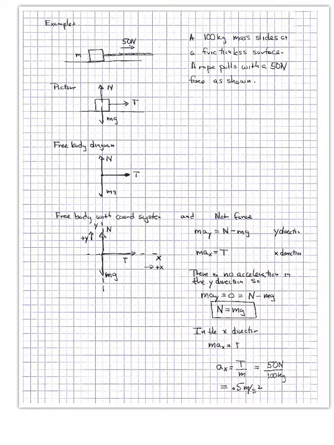Let's do some problems. Okay, so we're going to start with a really simple problem. A 100 kilogram mass slides on a frictionless surface. A rope pulls with a 50 Newton force as shown. So we want to find out what the acceleration is.